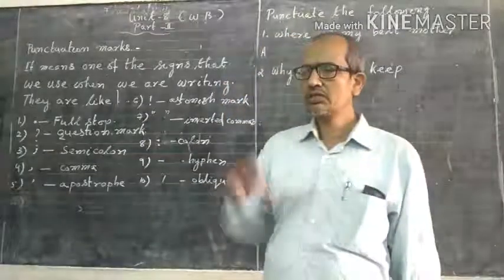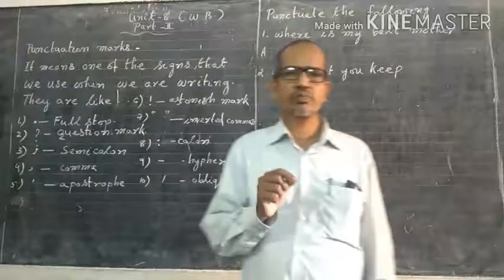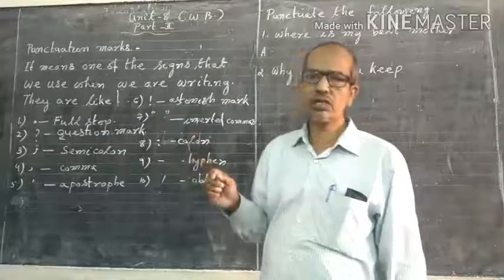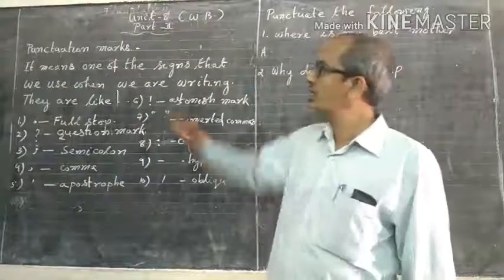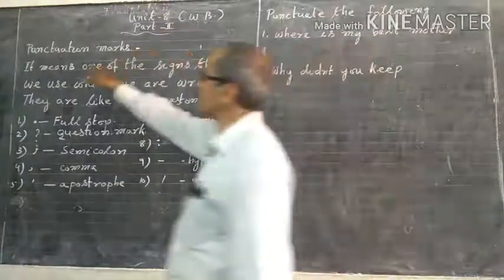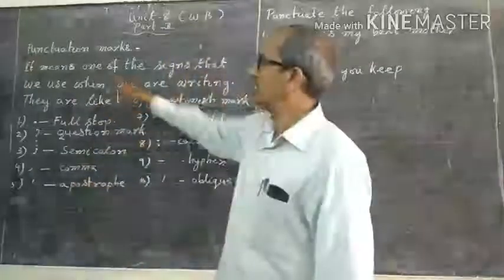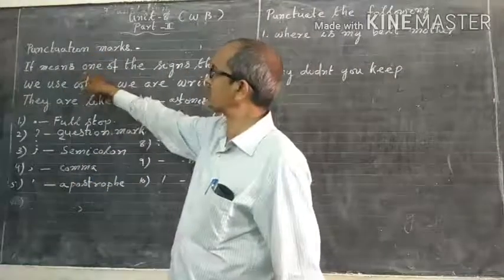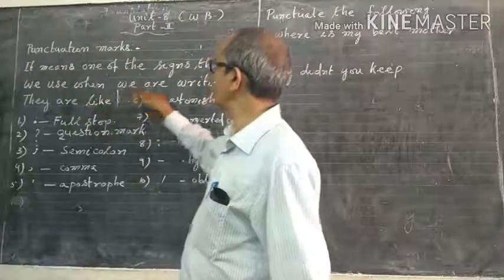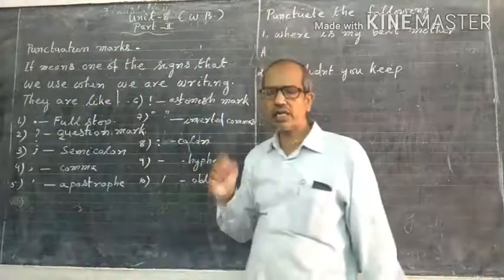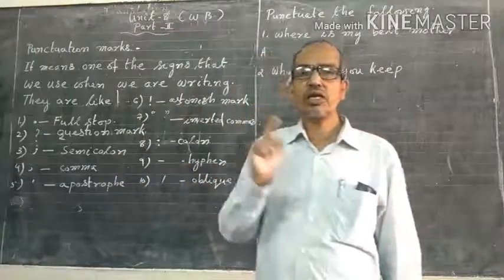Suppose you write something, you have to keep a full stop, question mark, asterisk mark, comma, inverted comma, apostrophe, colon, hyphen, and semicolon in the writing language. So first we will know about it. Look at this, punctuation marks. These are called punctuation marks. It means punctuation marks are the signs that we use when we are writing. When we are writing, we use some of these symbols in our language.